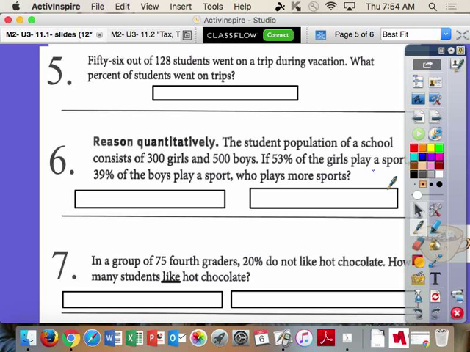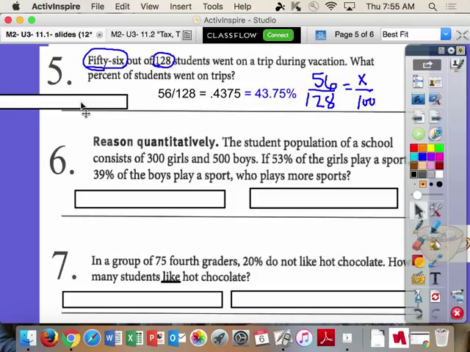We're doing 3 more problems. So for this one, 56, that's a number, out of 128 students. So 56 out of 128 students went on a trip. We don't know what the part percent is, but the whole percent is always out of 100. So solve that. You should get 43.75 hundredths. We're doing this divided by this, and then we get a decimal. How do I turn a decimal into a percent? Multiply by 100, okay?